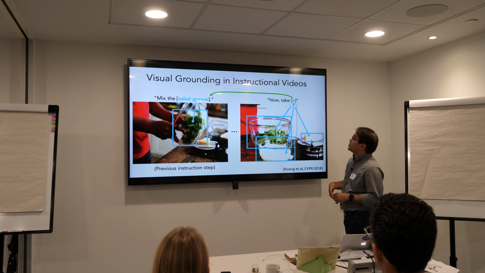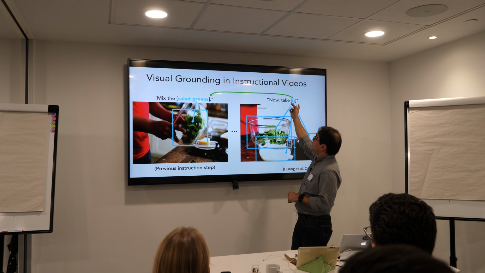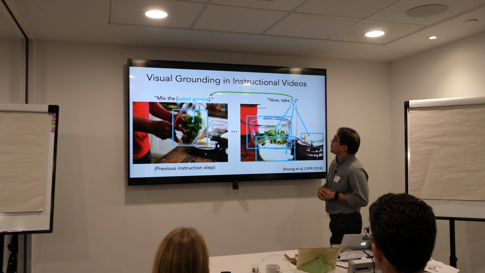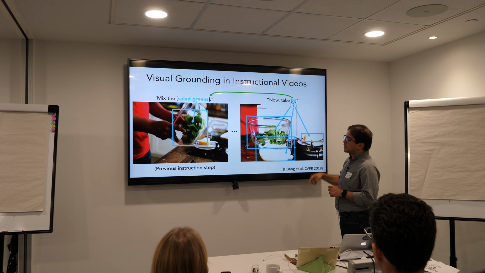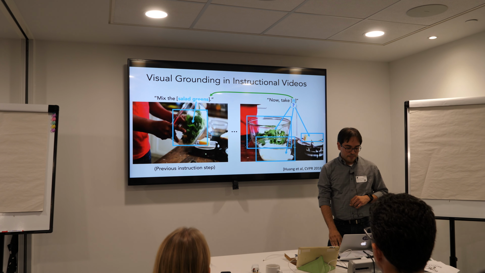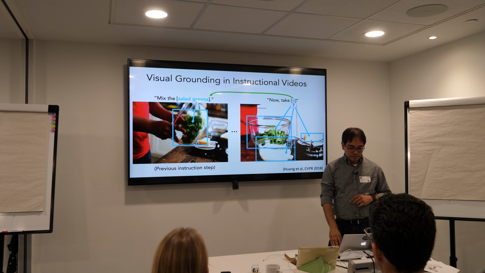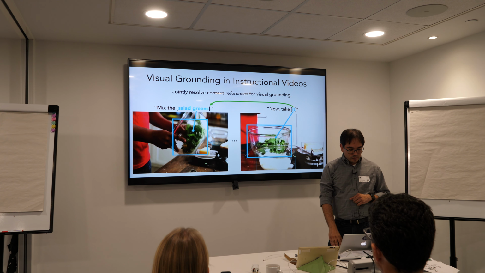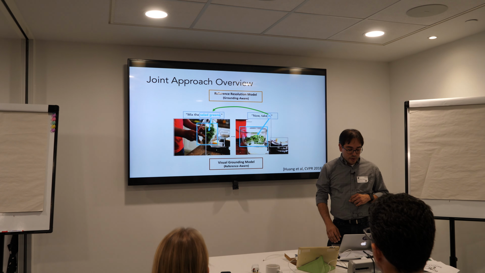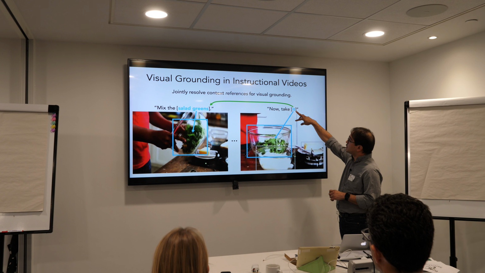So our model now has two tasks. One is to figure out what the references are to the previous steps, while at the same time grounding the specific text to the video. The way we solve this is by using a joint model that solves for these two edges.